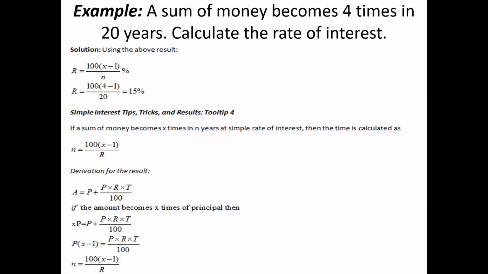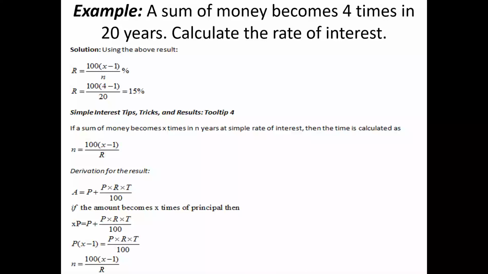So a sum of money becomes 4 times in 20 years. Calculate the rate of interest. It means there is an amount, and that one amount becomes 4 times after 20 years. So what will be the rate of interest? We need to find the rate of interest.